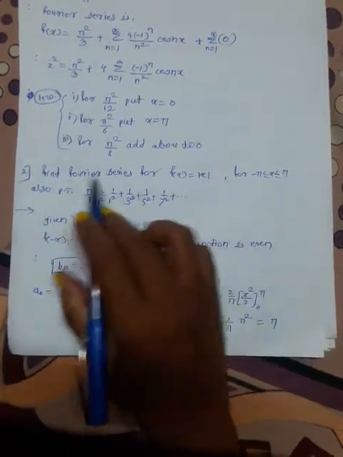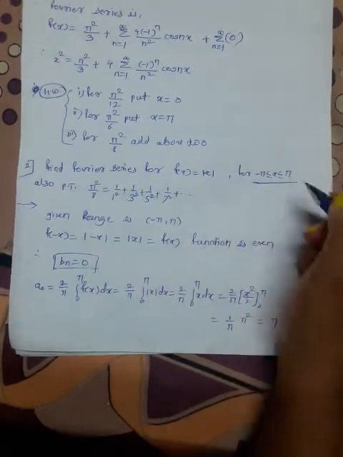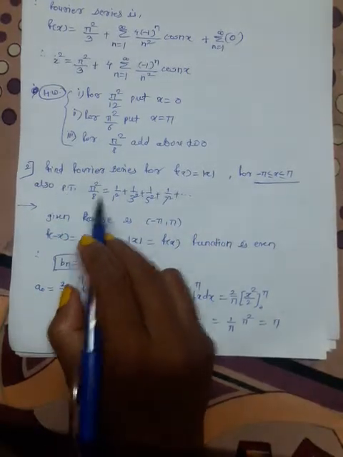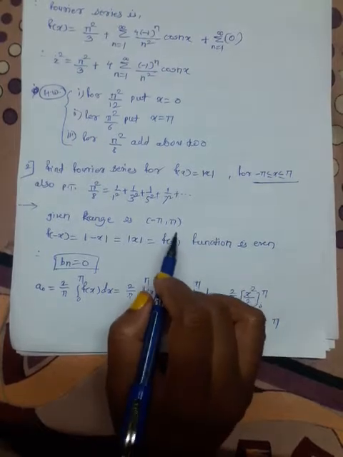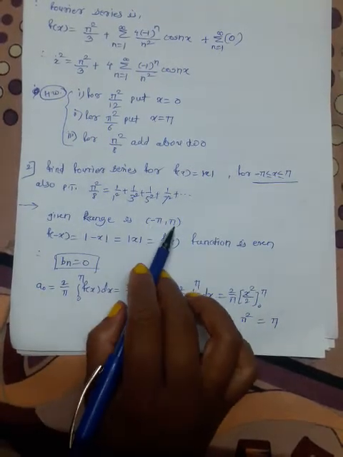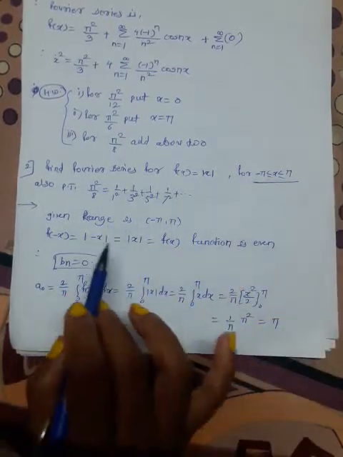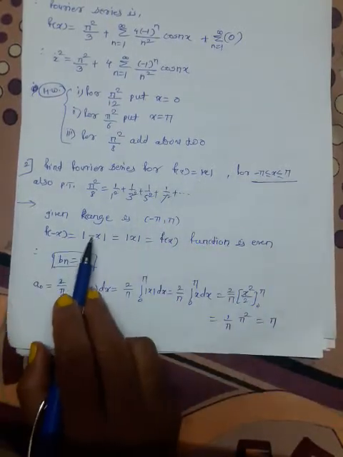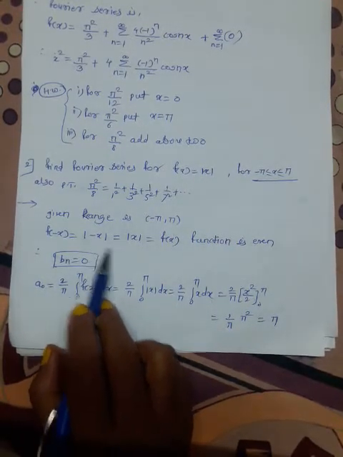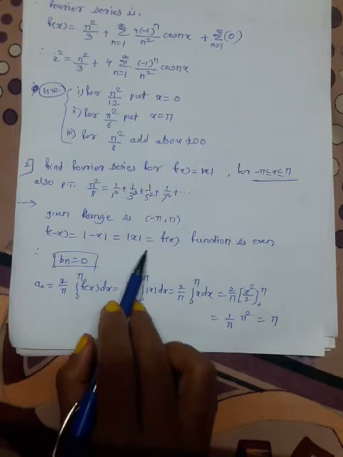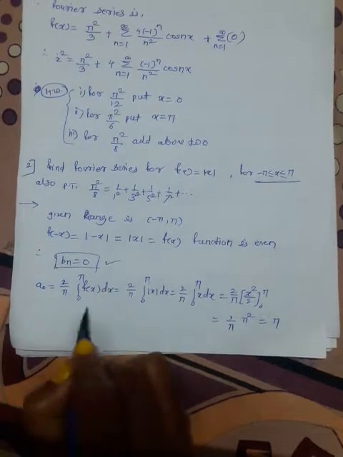Now, to find the Fourier series for this function in the range minus pi to pi, we also have to prove that pi square by 8 is equal to this series. First, the range is minus pi to pi, and obviously it is an even function, but we have to prove it is even or odd. F of minus x: putting minus x on both sides, we get mod of minus x, which is mod x, the original function. Therefore the function is even. For an even function, bn is 0.